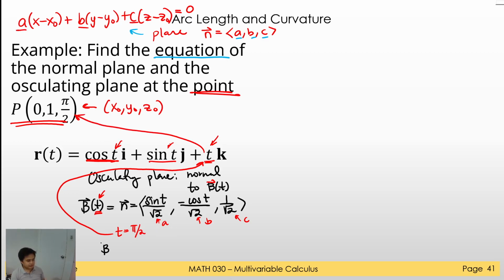Therefore, we have B of pi over 2, which is also your normal vector at this point, equal to, what is sine pi over 2? Sine pi over 2 is 1, so we have 1 over square root of 2. What is negative cosine pi over 2? Negative cosine pi over 2 is 0, so we have 0 here. And then what's next? Sorry, I think I got something wrong.